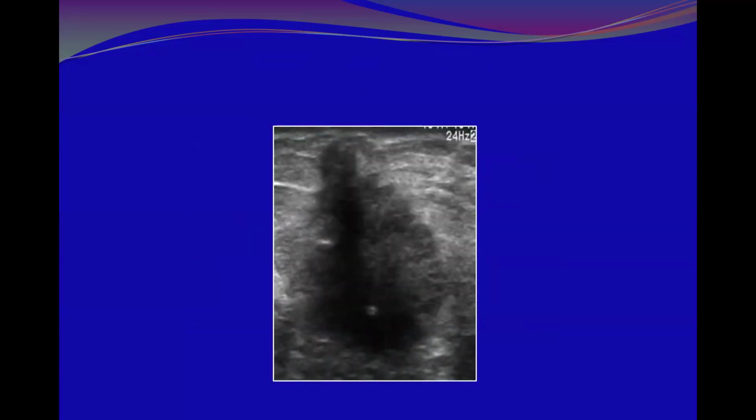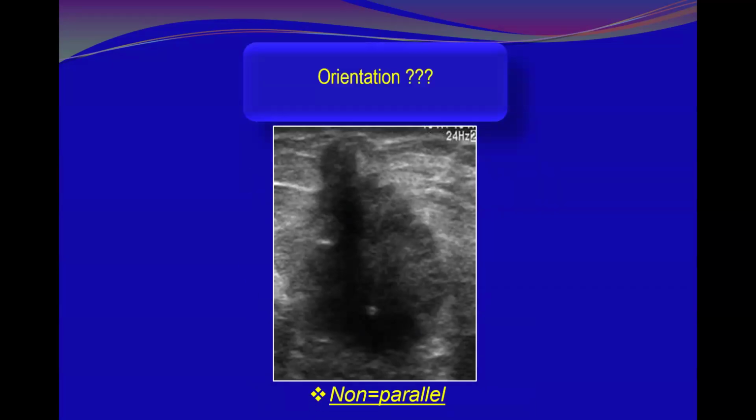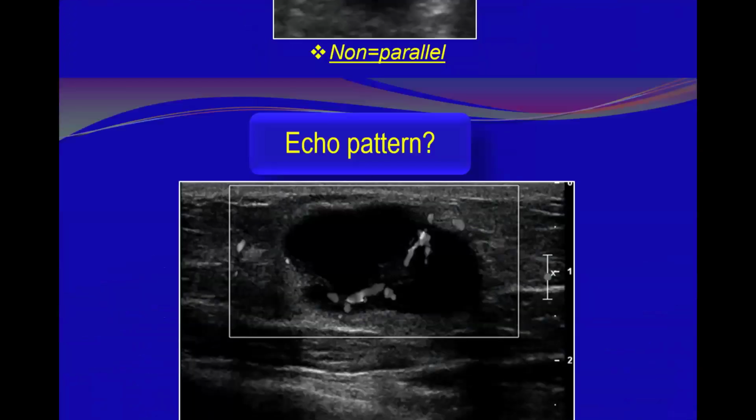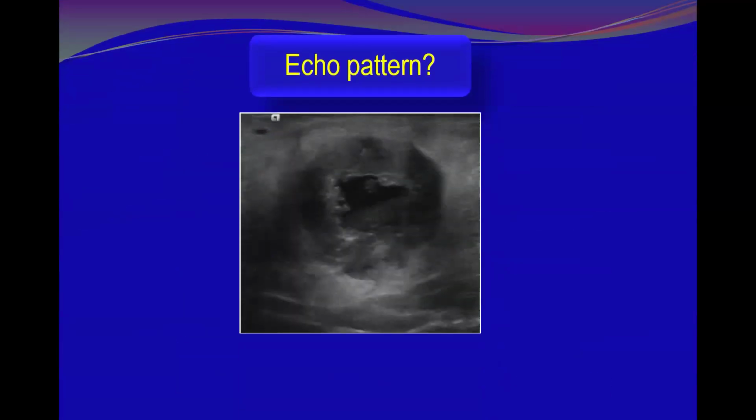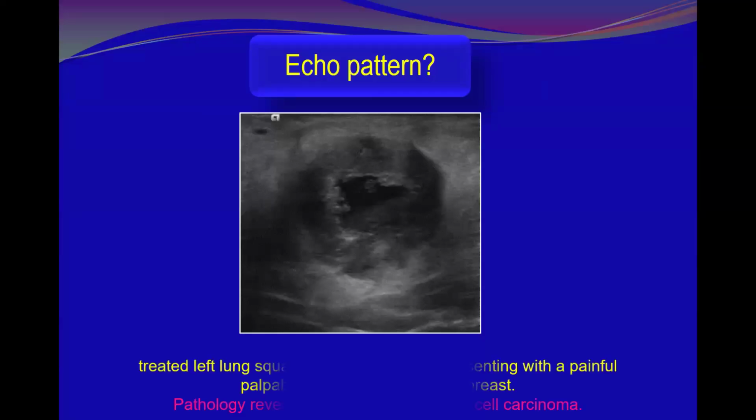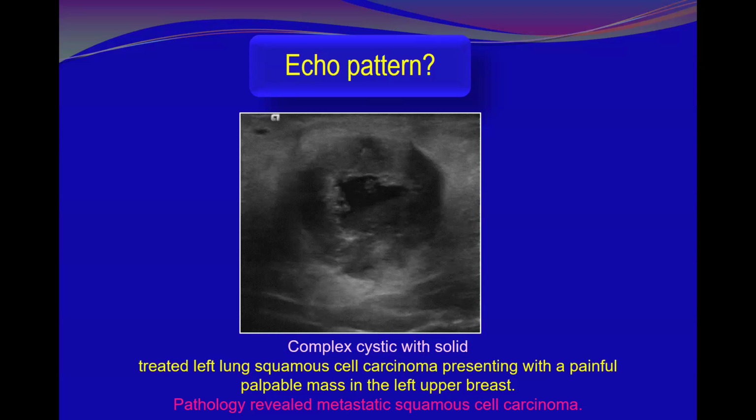Orientation. Non-parallel. Excellent. What do you expect to arise from this mass? Which terminal duct? Posterior. Excellent, posterior. Echo pattern. Complex cystic solid. Complex, excellent. Okay, it was infiltrating. And this echo pattern? Also complex. This is metastatic squamous cell carcinoma from the lung.